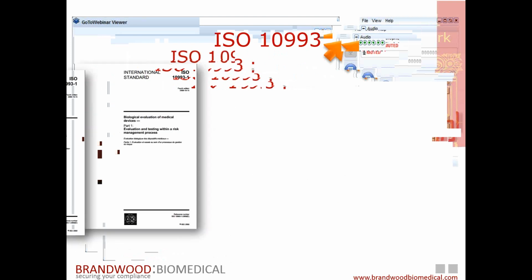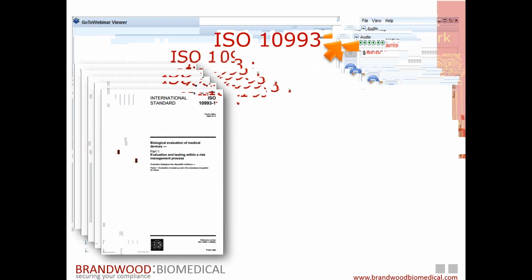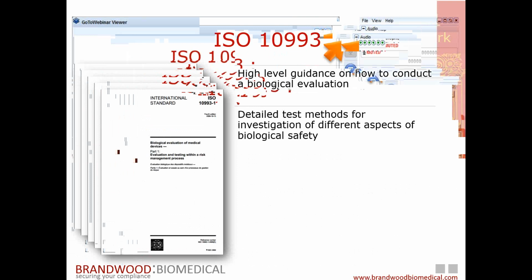It's a group of standards. It provides high-level guidance on how to conduct a biological evaluation. It provides detailed test methods for investigation of different aspects of biological safety. It provides supporting guidance on materials characterization, the use of reference materials, on animal welfare, and a whole bunch of other things. And within this body of standards, there are multiple references to other test methods and guidances contained in things like National Pharmacopoeia and national standards.